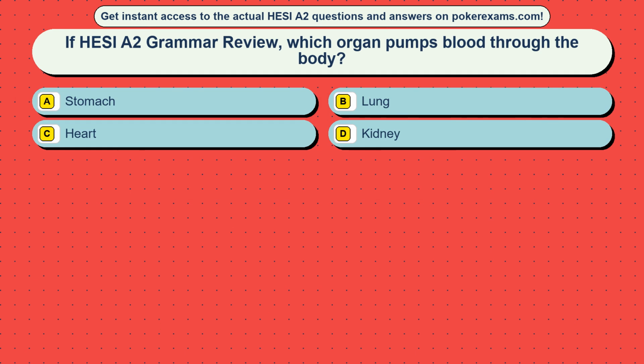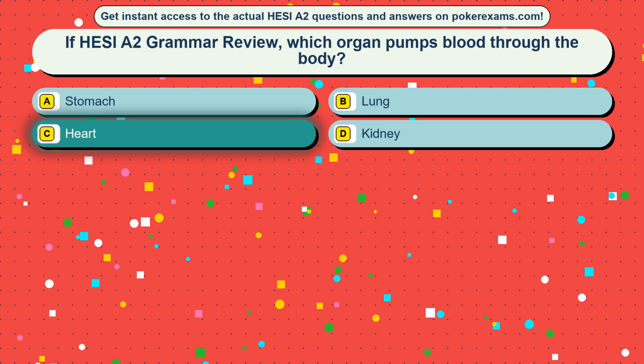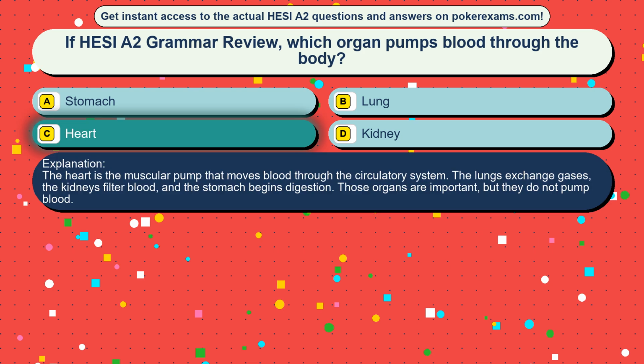Question 20. If HESI A2 Grammar Review, which organ pumps blood through the body? Option A, stomach. Option B, lung. Option C, heart. Option D, kidney. The correct answer is option C, heart. The heart is the muscular pump that moves blood through the circulatory system. The lungs exchange gases, the kidneys filter blood, and the stomach begins digestion. Those organs are important, but they do not pump blood.